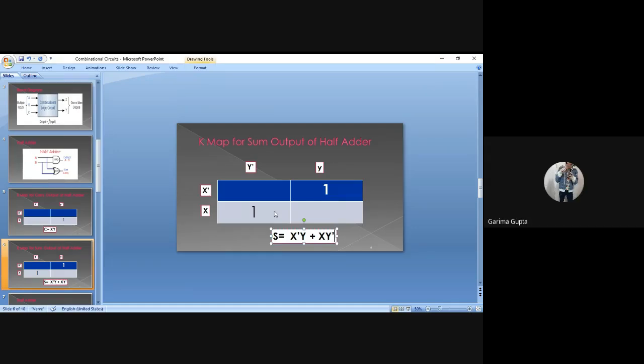No, ma'am. If you remember, what is this logic operation? XOR. Yes, A dash B or AB dash was equal to A XOR B. Do you remember? Yes, ma'am. So actually sum is equal to x XOR y.